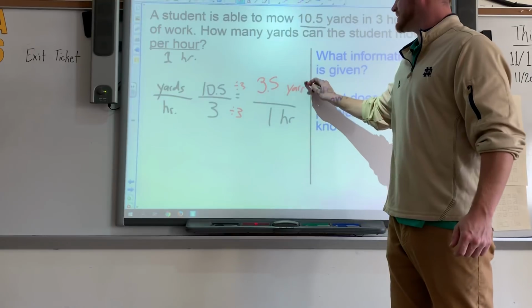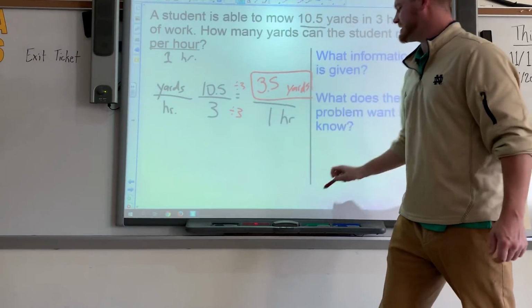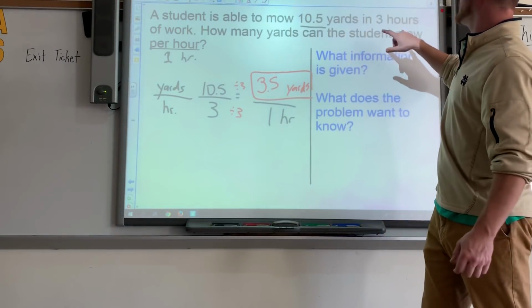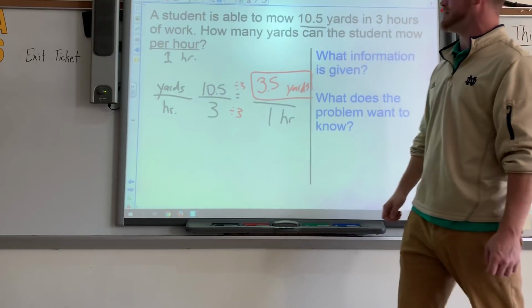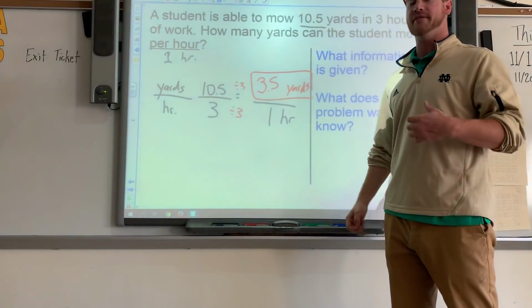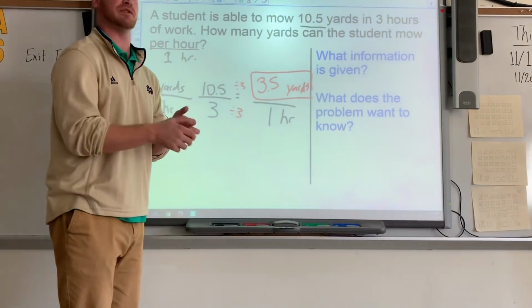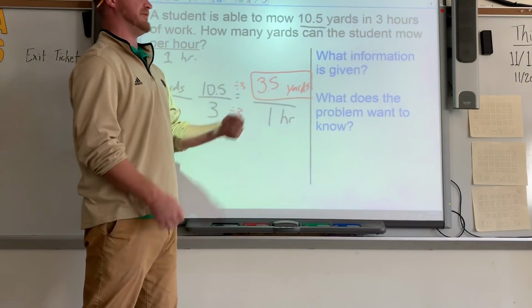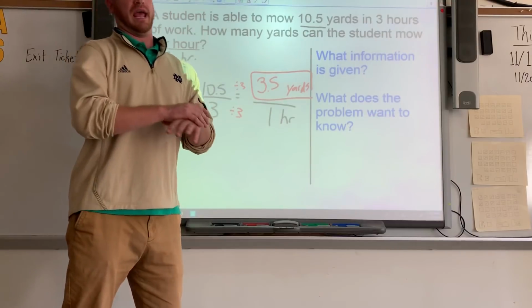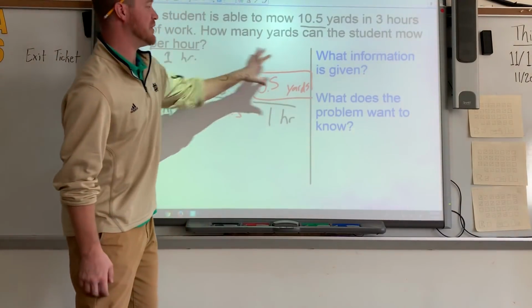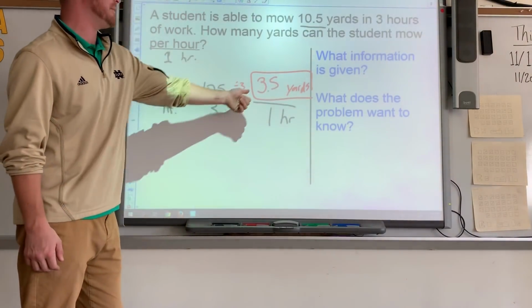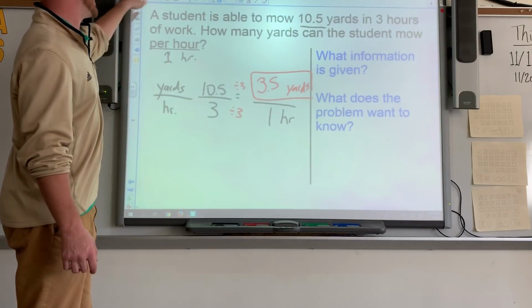3.5 yards. So if he is doing 10.5 yards in 3 hours, that means he's averaging 3.5 yards per hour. So then again, if they said, well, how many yards can you do in 20 hours? You do 3.5 times 20. Answer any question they ask you once you find your unit rate. But per hour, 3.5 yards per hour.